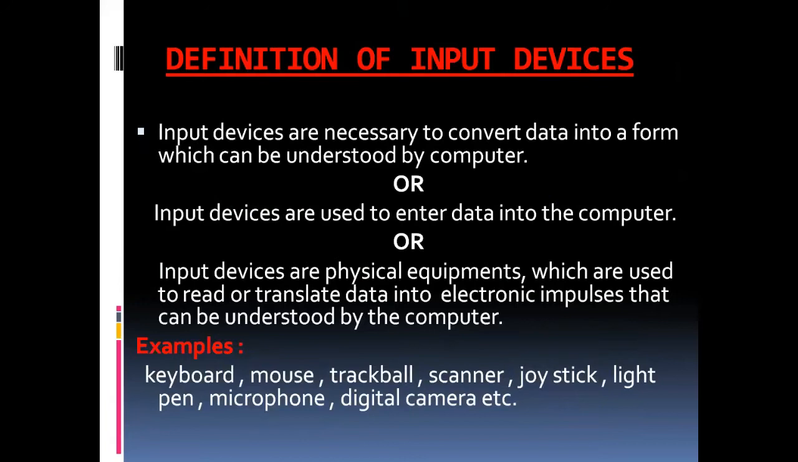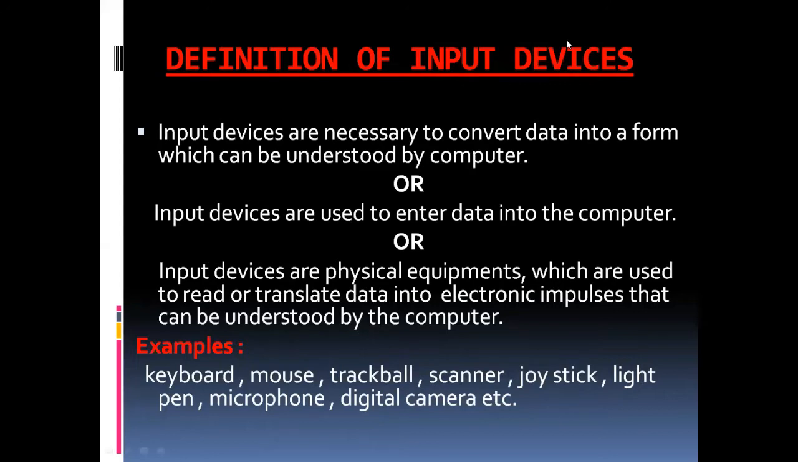Input devices are physical equipment which are used to read or translate data consisting of alphabets, numbers, or other symbols into electronic impulses to be understood by the computer. The purpose of input devices is to pass information to the memory unit of the CPU. CPU is the abbreviation of Central Processing Unit, and they convert the characters, letters, numbers, and other symbols into binary patterns which can be held inside the computer memory.